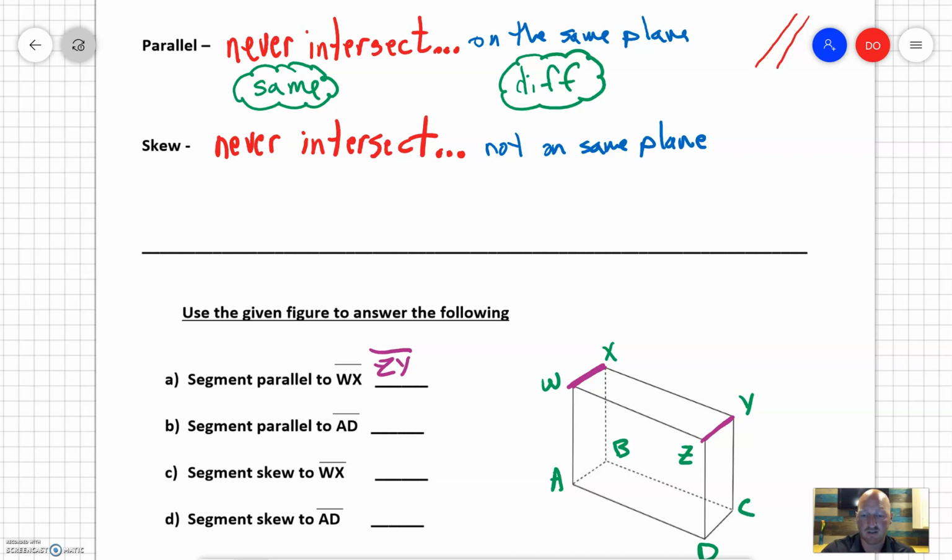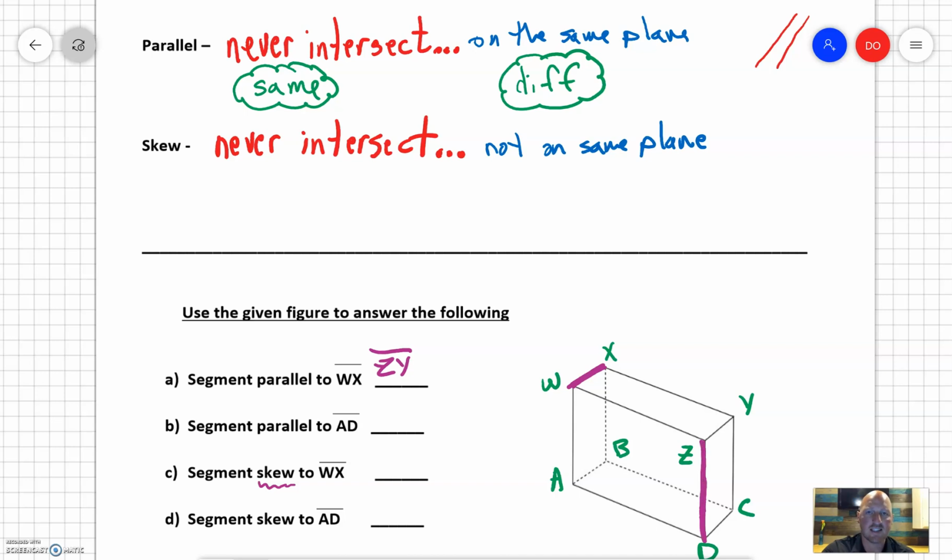Now let's jump down to part C. I want a segment that is skew to WX. So two things I have to look for. I need a segment that doesn't run into WX at any point in time, because skew lines never intersect. And I also need a segment that's traveling in a different direction as WX. So let's look at, I'll just pick right here, segment DZ.